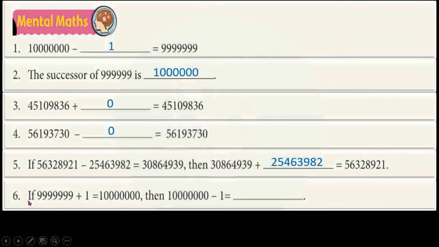Question number 6. If 99 lakh 99,999 plus 1 is equal to 1 crore, then 1 crore minus 1 is equal to 99 lakh 99,999. So we have done it in question number 1 also.